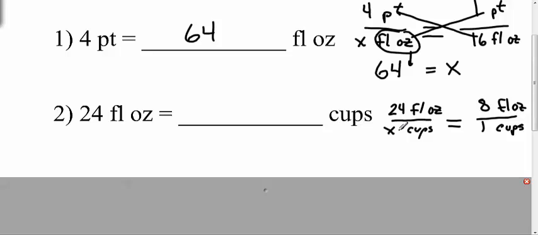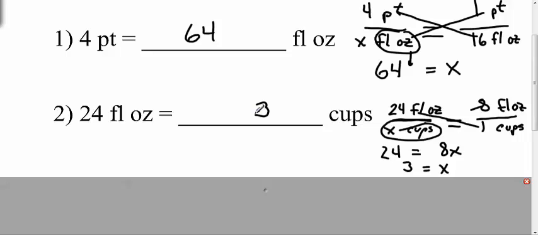And then we solve this proportion by cross multiplying, and we would get 24 is equal to X times 8, which is 8X. If we divide both sides by 8, we will get 3. So we get X is equal to 3, and X is in cups, so our answer is 3 cups. And hopefully that makes sense because each cup is 8 fluid ounces, so 3 times 8 would be 24 fluid ounces.